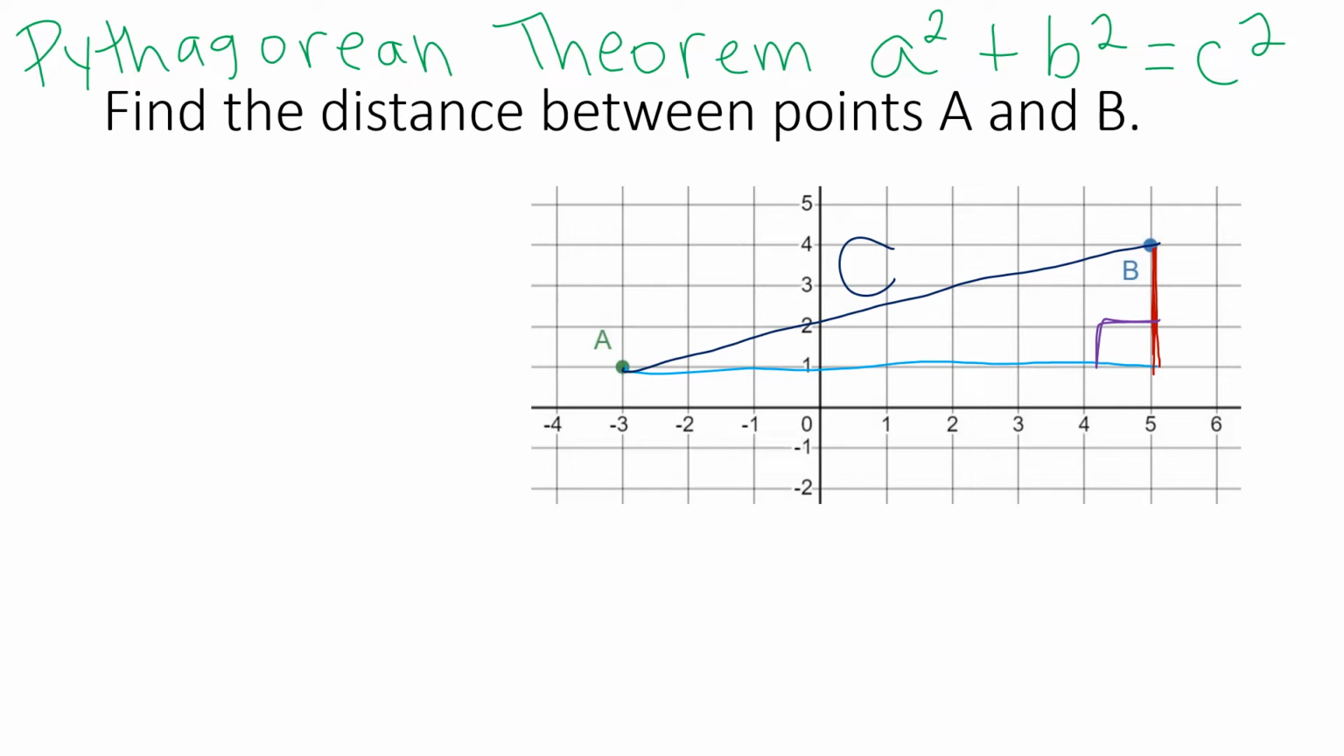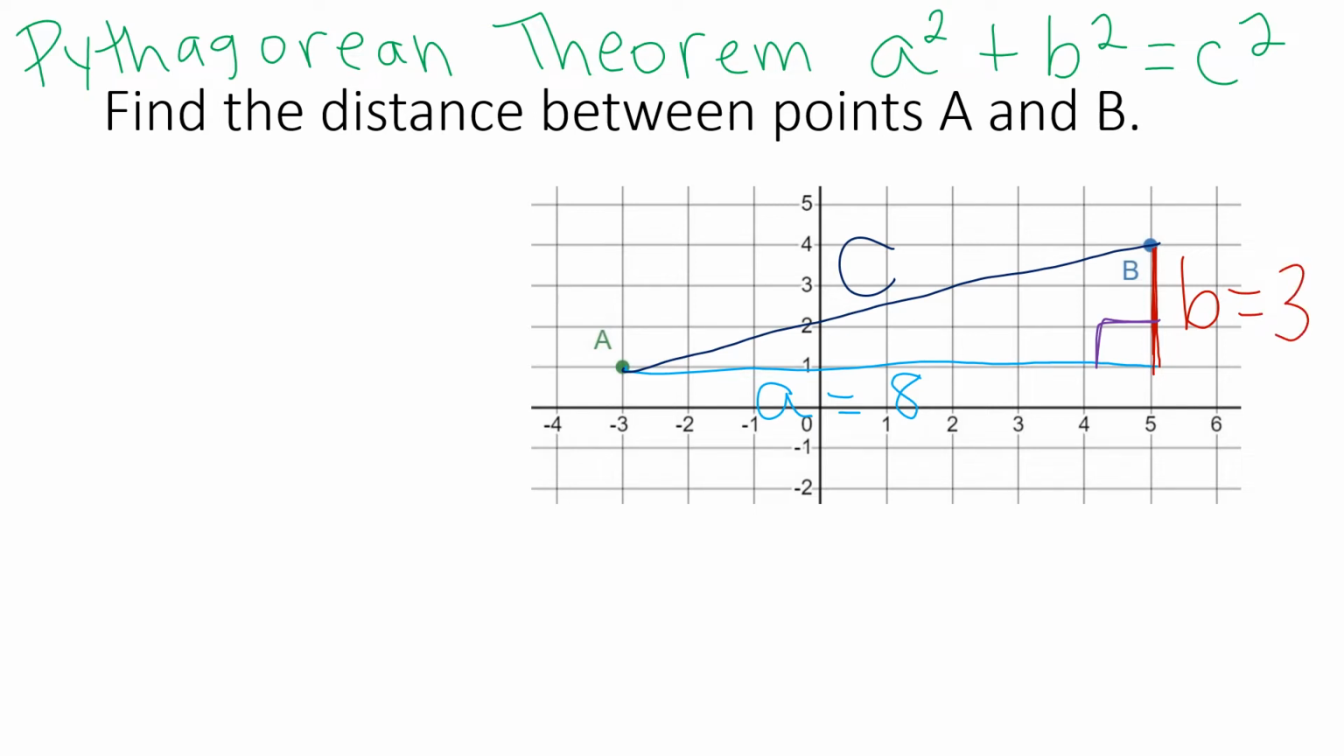Now we're going to use a lowercase a to represent this horizontal side, and we're going to count the distance. So if we start at -3, we're going to count 1, 2, 3, 4, 5, 6, 7, 8 units until we reach 5. So a is 8. Then we're going to start at 1 and count up until we get to B. So 1, 2, 3. So b here, little b, is 3 units long.